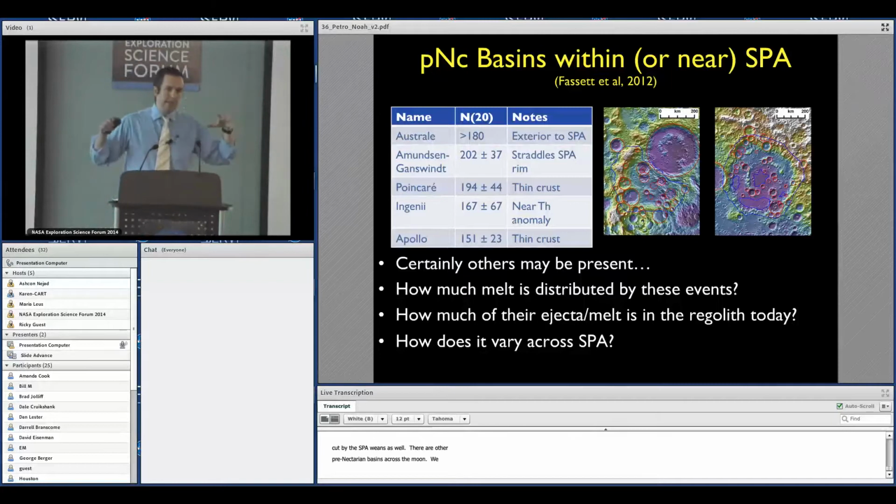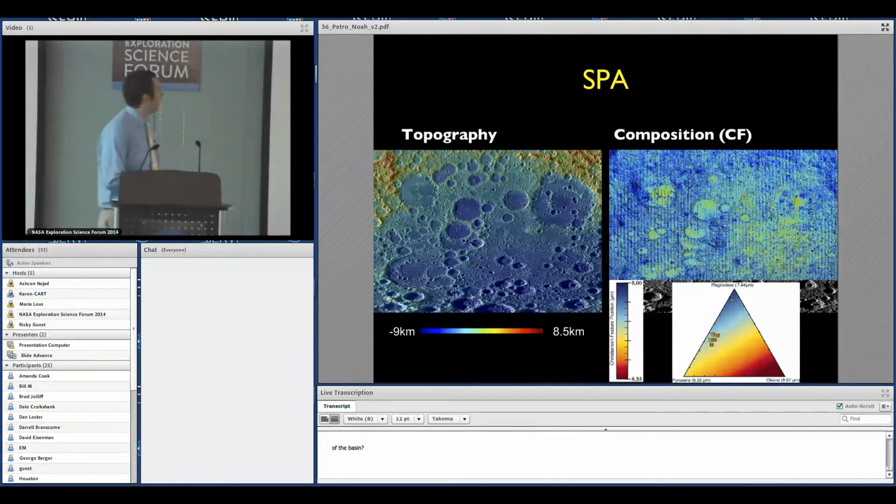How much melt is created and distributed by these impact events? How much of their ejecta and melt is deposited into and remains in the regolith today? And what's the variability of this across the interior of the basin? And so with those questions, we set up our examination.